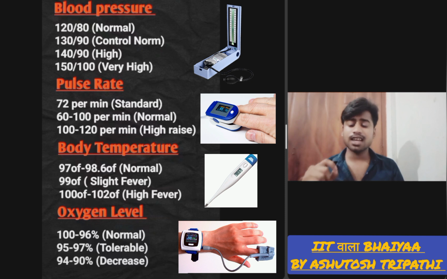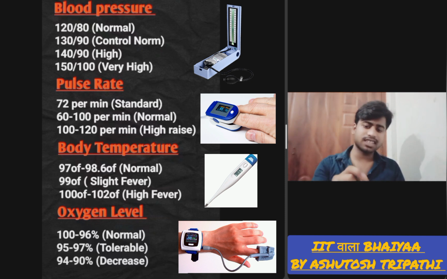Oxygen level: 100 to 96% is normal, 95 to 97% is tolerable, and 94 to 90% is a decrease.